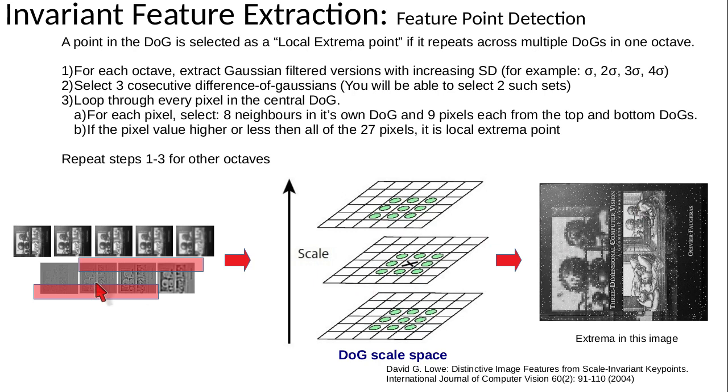This process is done for the second set of DOGs as well. So for instance, you would select this as the central DOG, that means you would place it here, and this as the upper DOG and this as the lower DOG. And you would loop through every pixel in this image to find out which of the pixels has a value greater than its 27 neighborhoods. And then this is also marked on the I0 image. This process is repeated for all the other octaves as well to select the extrema points.